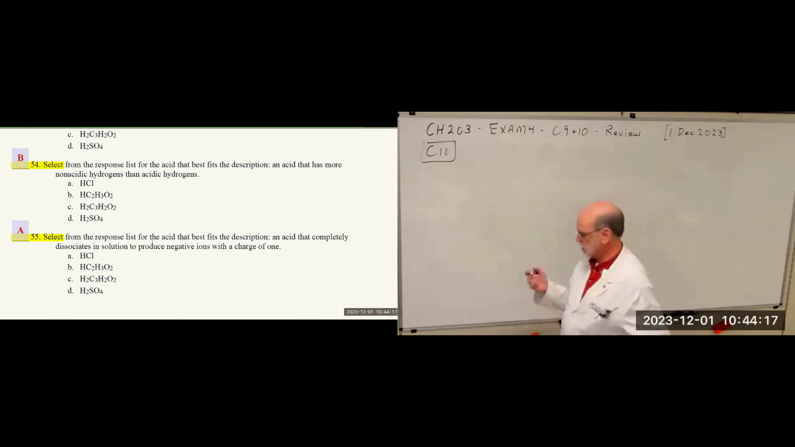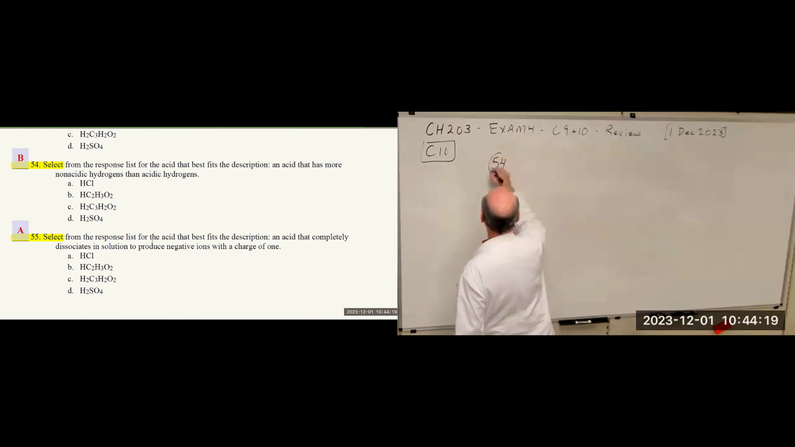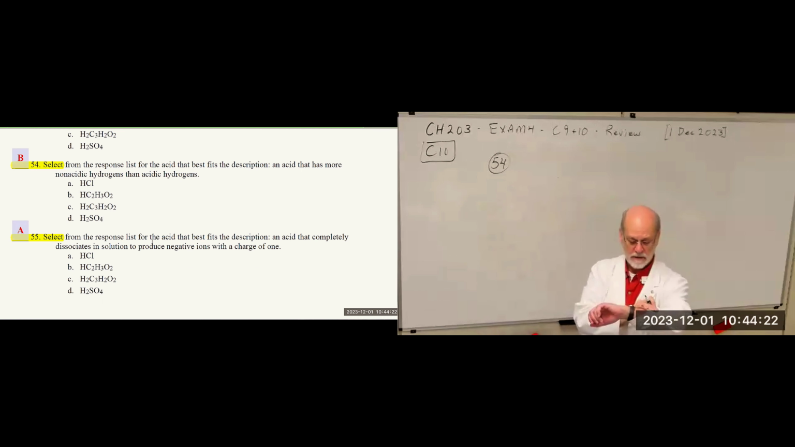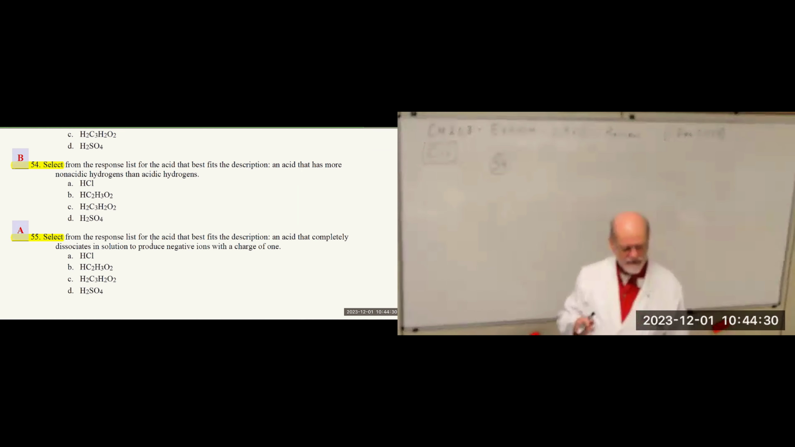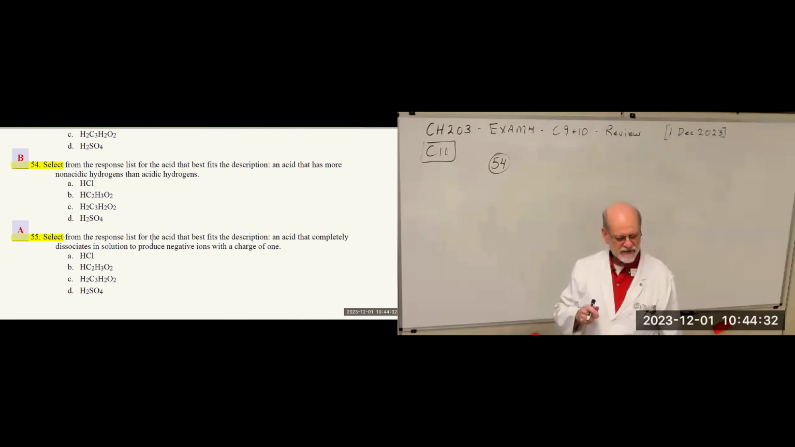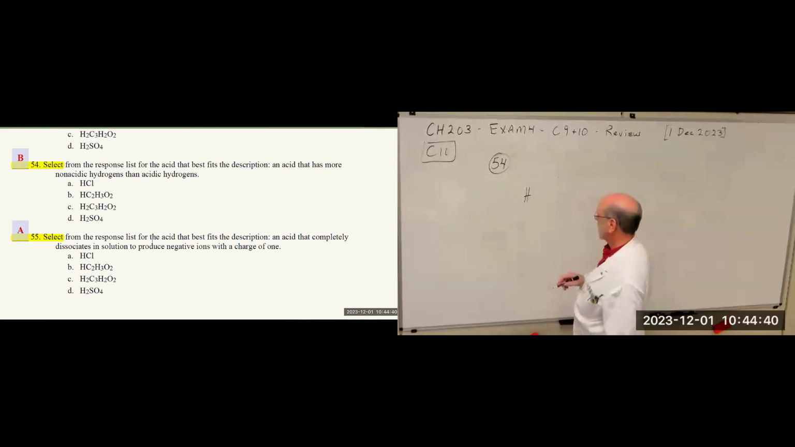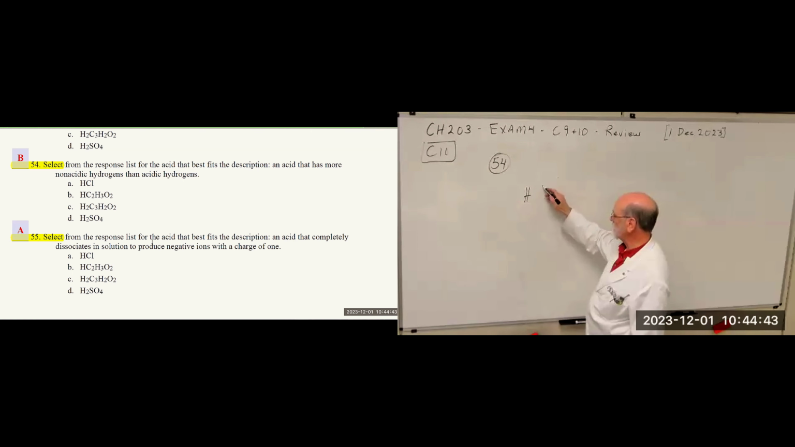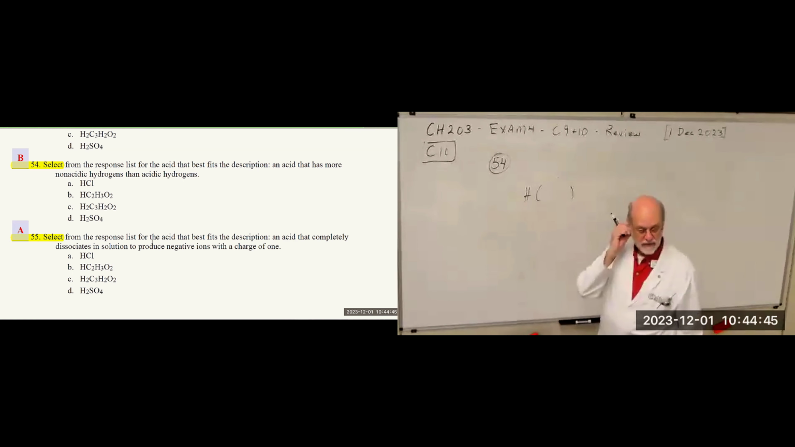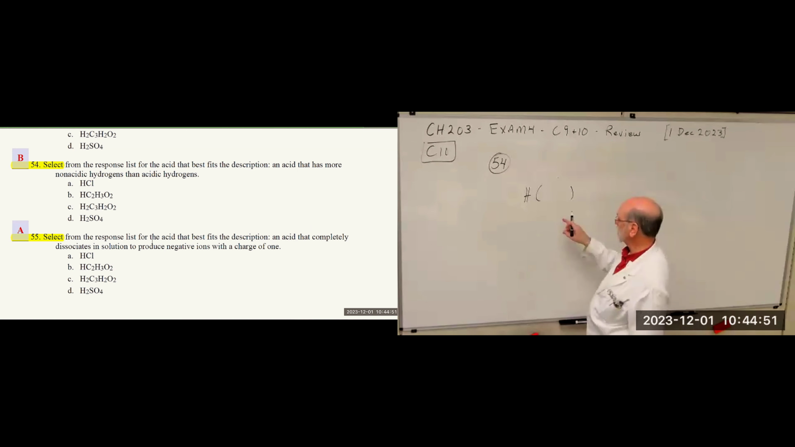Okay, 54. Good. Select from the response list the acid that best fits the description: an acid that has more non-acidic hydrogens than acidic hydrogens. Okay, so the acidic hydrogens are sitting out here, and the non-acidic hydrogens are going to be in this part of the molecule. And you need more of them, more non-acidics.